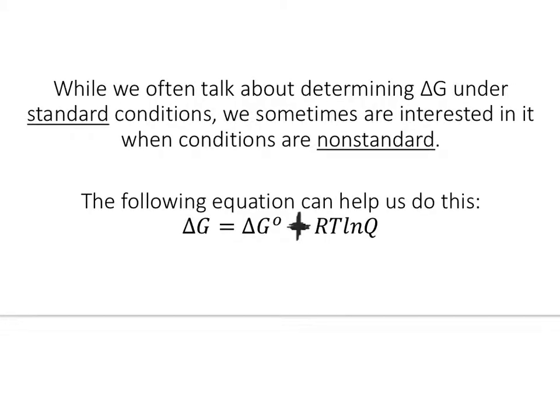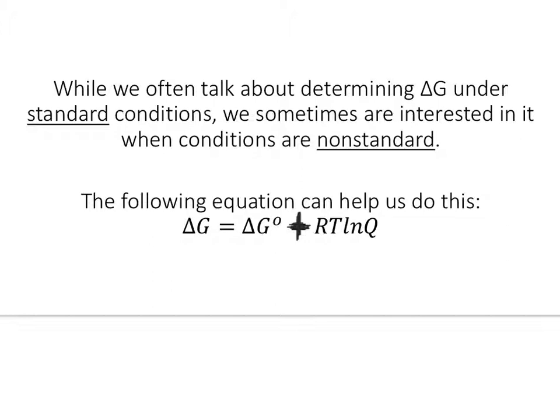While we often talk about determining delta G under standard conditions, we're often also interested in when it's not standard. So here's an equation that can help us do this. This says that our delta G when we're not standard is equal to our standard plus this little fluff factor, which is RT times natural log of Q. That is a plus. On the actual PowerPoint that I had, it was an equal sign, so I had to cross it out. But we're going to talk more about this equation and what those variables actually mean.